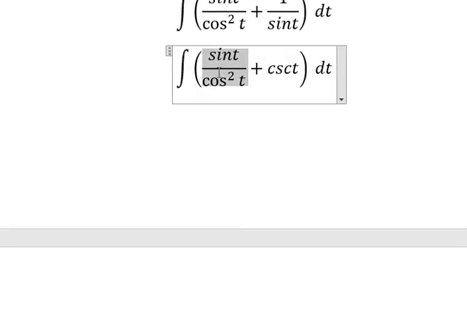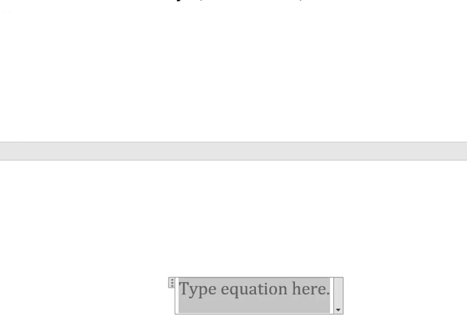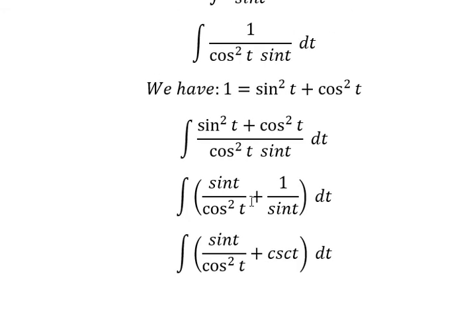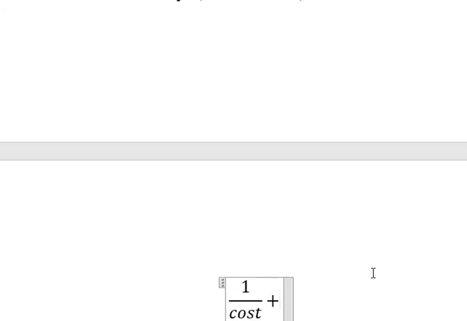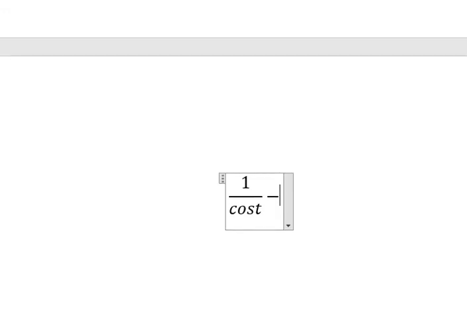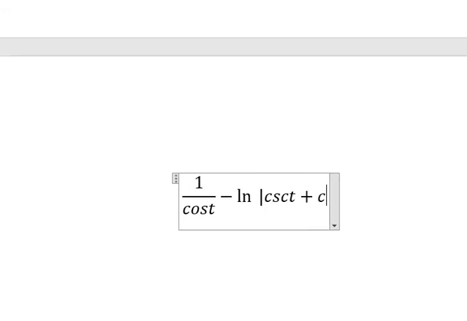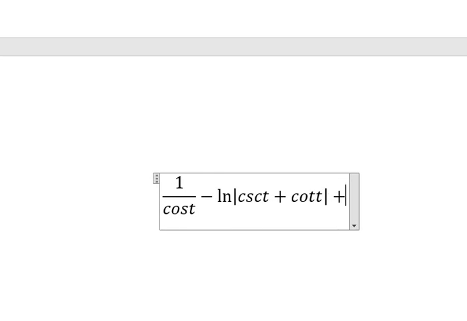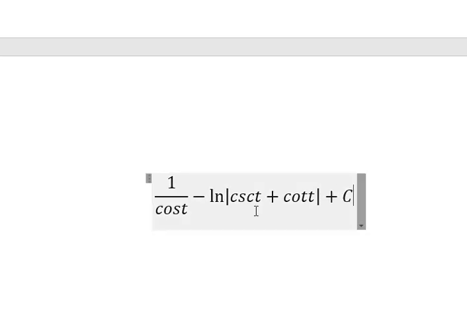So the integration of this one, we have 1 over cosine t. The integration of this one, we have negative ln of the absolute value of cosecant of t plus cotan t. And I will put plus c.